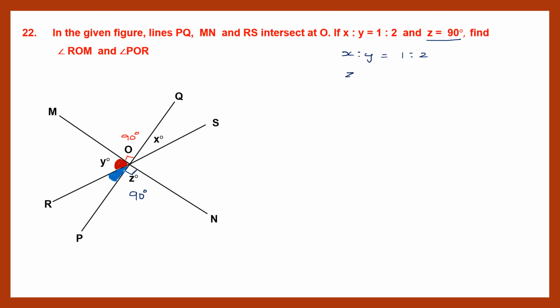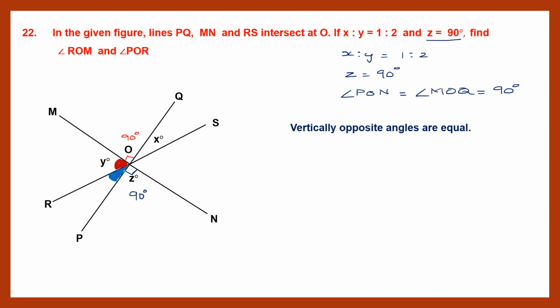So given to us Z is equal to 90 degrees. So now angles, that is angle PON is 90 degrees, and the opposite angle MOQ and angle MOQ are equal to each other. That is, they both are 90 degrees. And why is that so? We have to give the reason. Vertically opposite angles are equal.